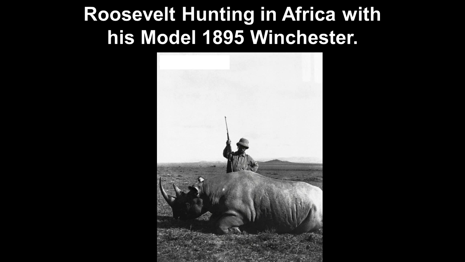All right, this is Roosevelt hunting in Africa with his Model 1895 Winchester. Now, he was a safari kind of guy. He was a hero of the Spanish-American War. He was also a conservationist, which sounds kind of weird after he just clearly here shot and killed a rhinoceros, which nowadays we consider an endangered species.